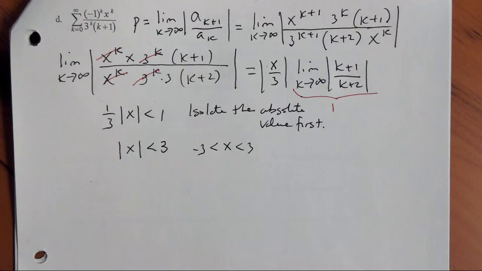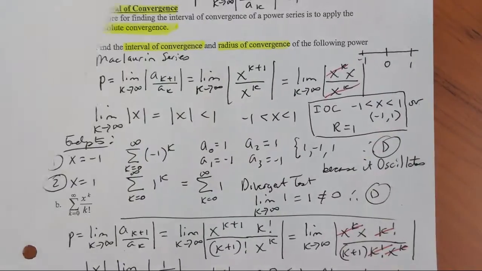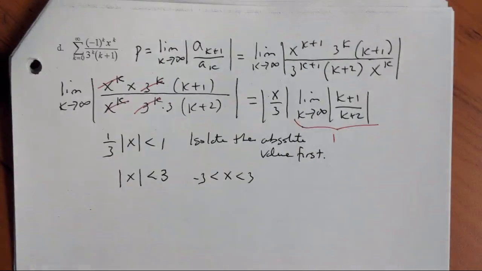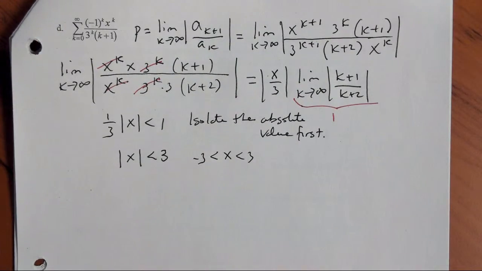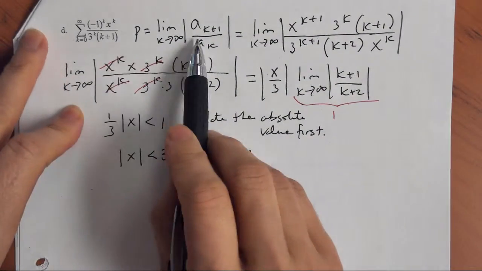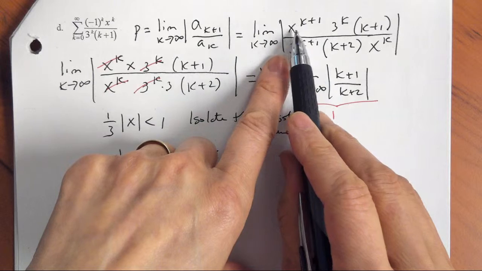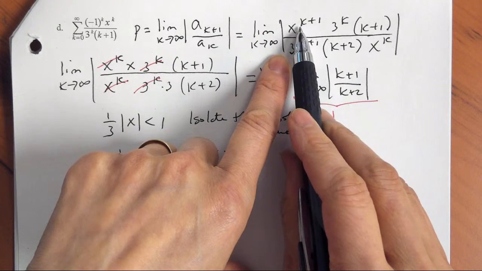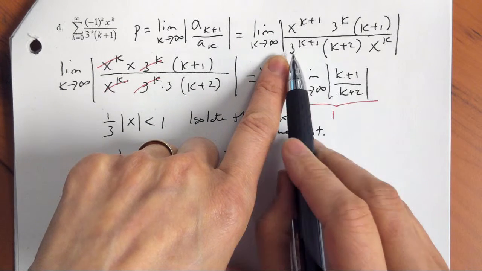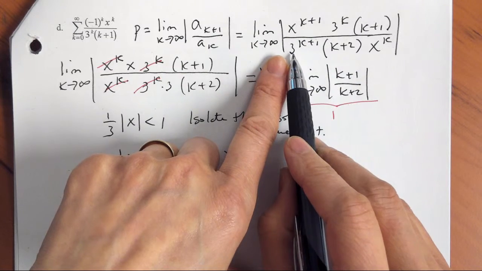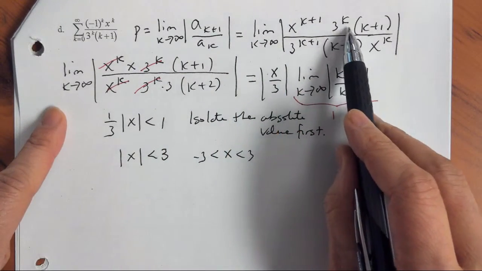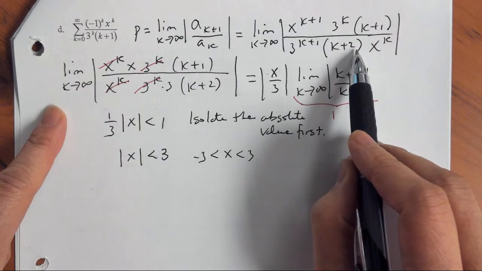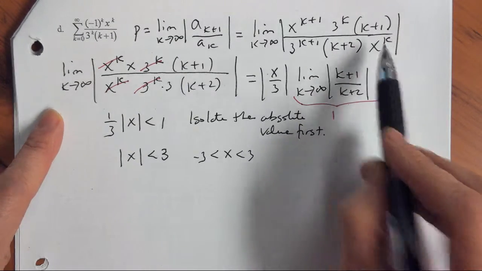This is example D on page 13. So I'm doing this for the recording. We're using the ratio test and setting it up. So we have our x to the k plus 1 over 3 to the k plus 1, and then 3 to the k, and then k plus 1 all over k plus 2, x to the k.